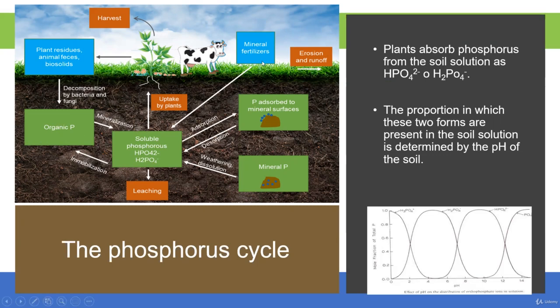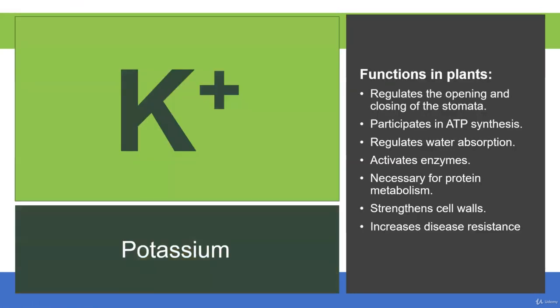A major problem of phosphorus might be erosion and runoff. Phosphorus does not readily move in the soil, and therefore it tends to remain in the upper layer of the soil when we apply phosphorus with fertilizers. And then it is susceptible to erosion and runoff, losses by erosion and runoff.